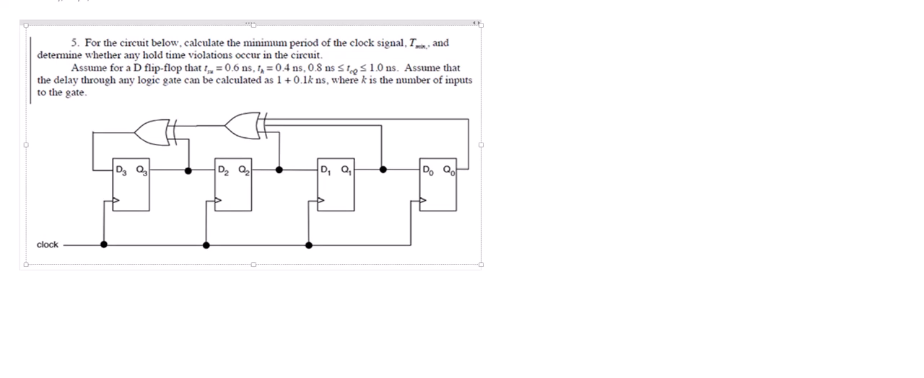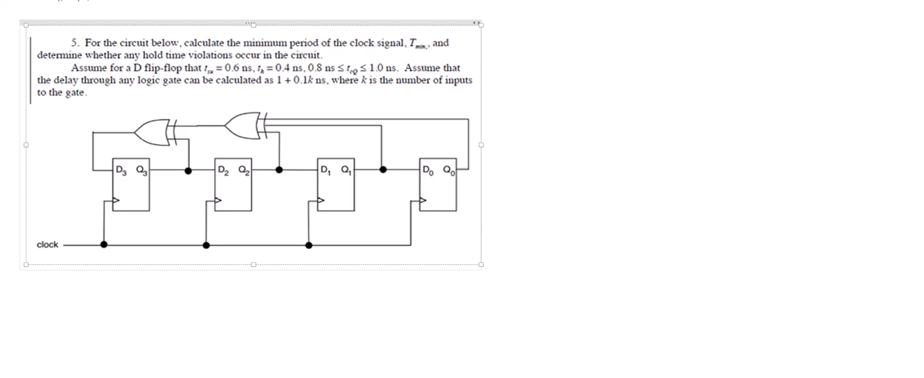In this problem, we want to determine the minimum period for the clock signal, and also to determine if any hold time violations occur. I don't know if you do hold time violations in your section, so if you don't, then you can just ignore it, but it's not hard.